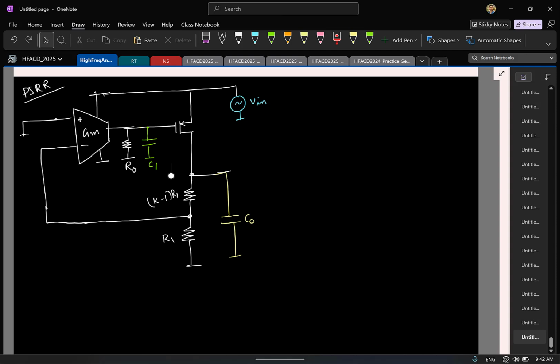First, let's calculate what V out is at DC, without any capacitors. No cap. So I have V in at the source. If I call this V out, this point is beta times V out. So what is this voltage now?